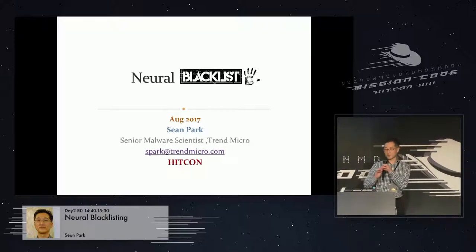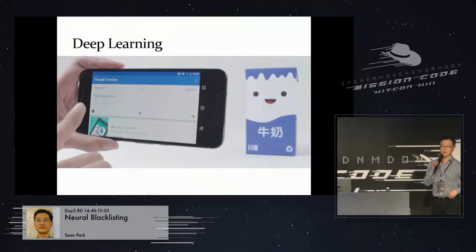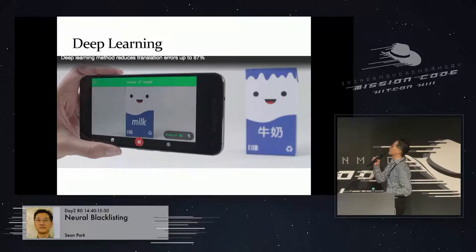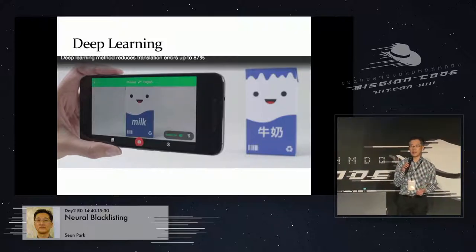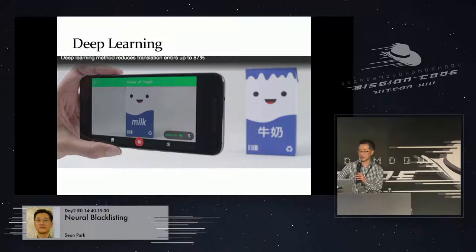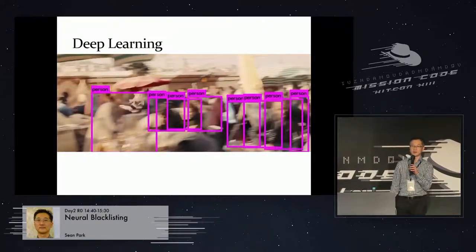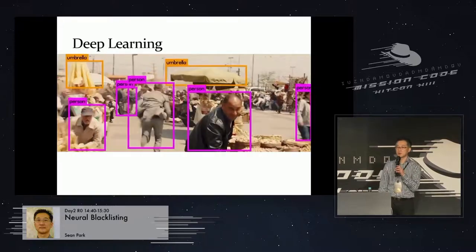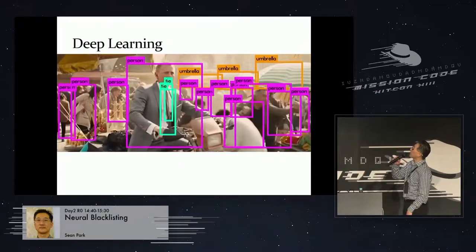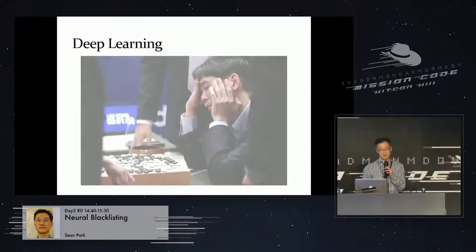So, for example, we've got deep learning techniques that can translate the Chinese characters in a picture into English. That's all implemented using deep learning. Also, using deep learning, you can recognize the objects in a video: the persons, the motorbike, the tie, and the chair.